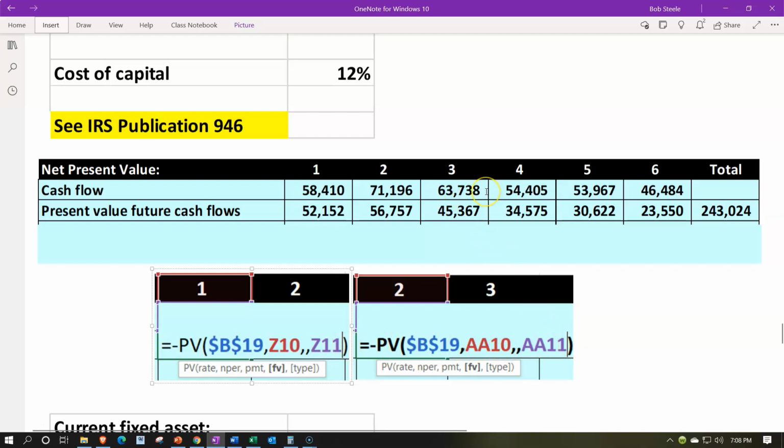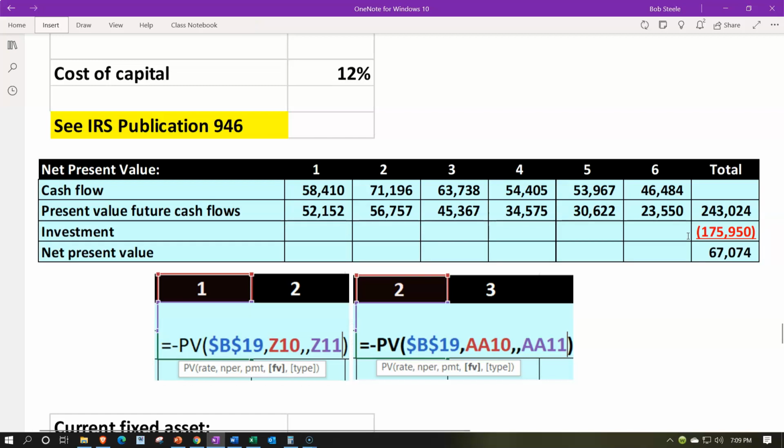So then if we move on doing this process, period 3, the 63,738, present valued at 12% for 3 years would be 45,367. The 54,405, present valued at 12% for 4 years, 34,575. The 53,967, present valued 5 years at 12%, 30,622. The 46,484, present valued at 12% for 6 years, 23,550. Adding the present values up gives us a total of 243,24. Now we're going to compare that to the outflow, which was 175,950.